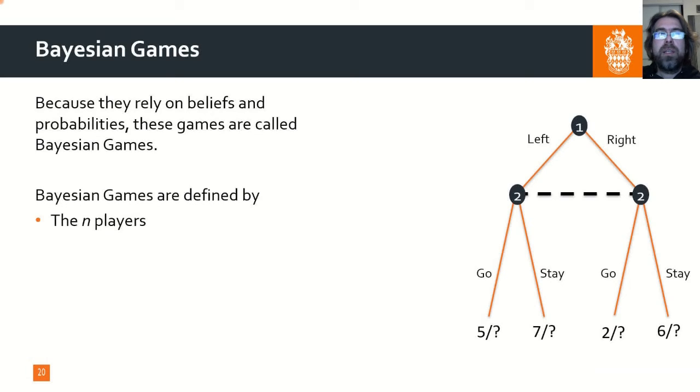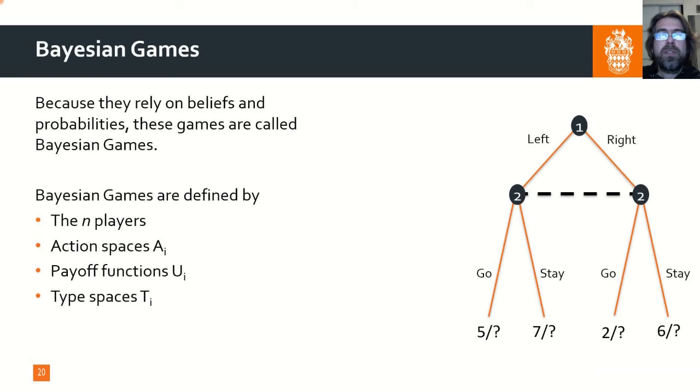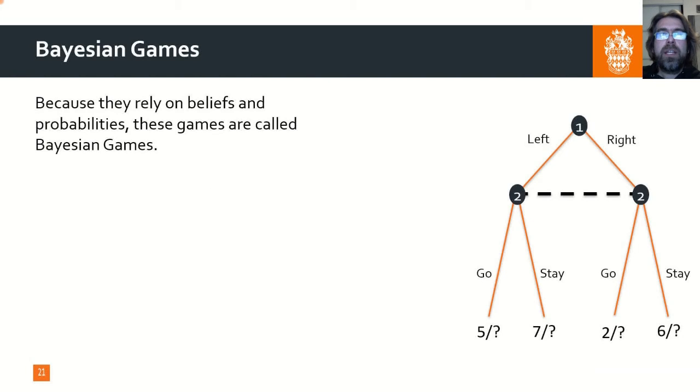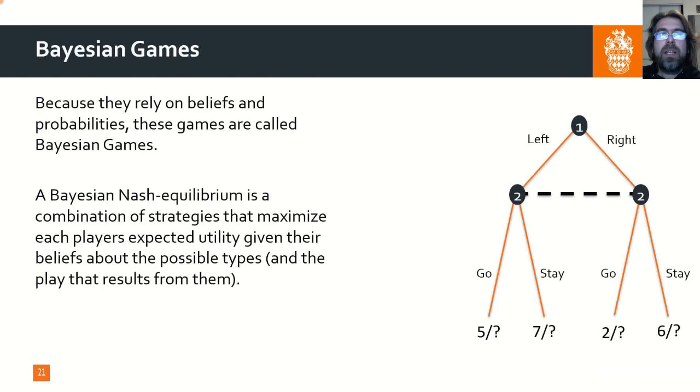Bayesian games are defined by the n players, the action space, which is essentially the same as a strategy space, the payoff functions, the type spaces, so all possible types, so for example risk neutral and risk averse, or risk neutral, risk averse and risk seeking, or maybe specific utility functions and so on. And the beliefs, which assign a probability to each possible type, representing how likely the player believes these types are. We can even find Nash equilibria in these Bayesian games. They are defined as a combination of strategies that maximize each player's expected utility given their beliefs about the possible types and the play that results from them.